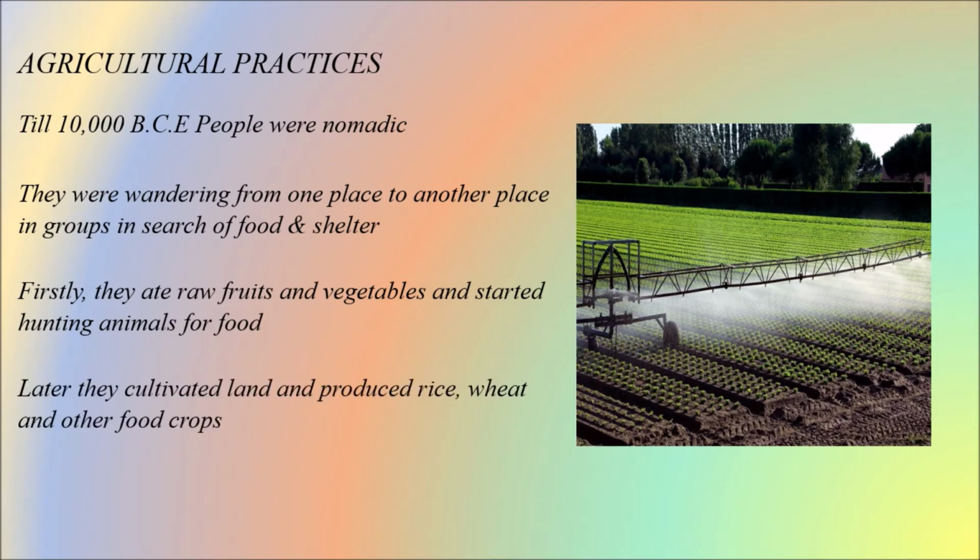Later, they cultivated land and produced rice, wheat, and other food crops. So earlier they started to eat raw fruits and vegetables, started hunting, and later they got the process of learning. They learned it and started to cultivate land and produce rice, wheat, and other food crops, and thus today's so-called agriculture was born.